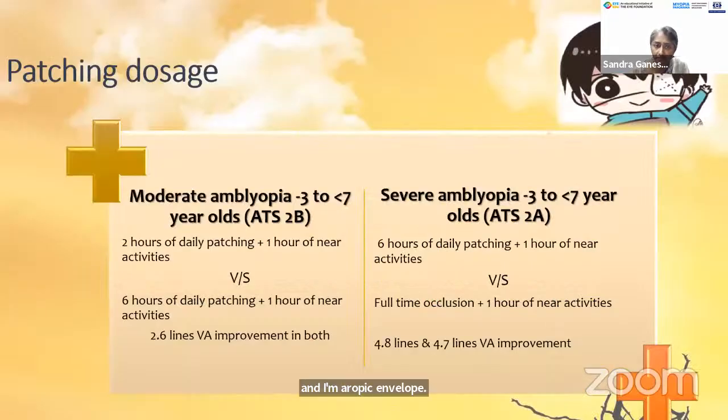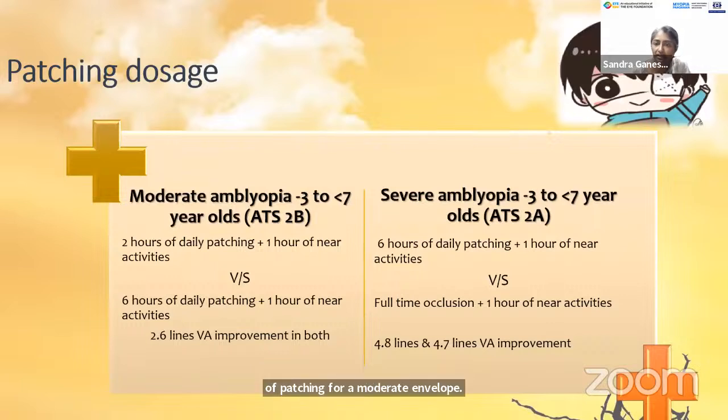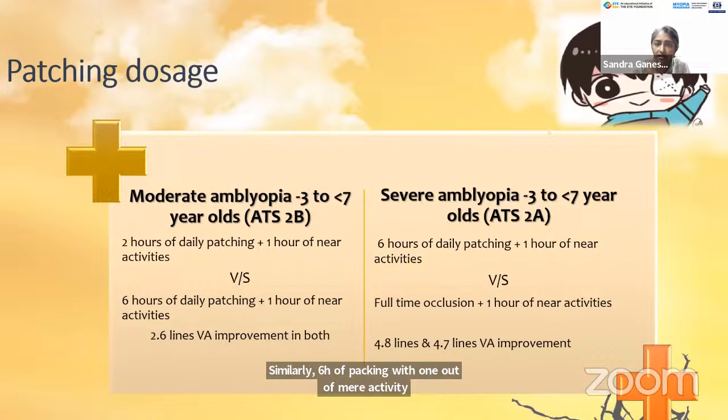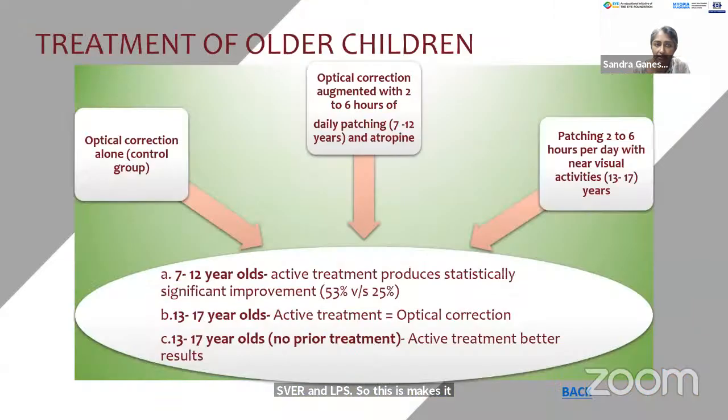Coming to the patching, how much to do? Again, we look at the ATS guidelines, where they said 2 hours of patching plus 1 hour of near activity is equal to 6 hours of patching for a moderate amblyopia. Similarly, 6 hours of patching with 1 hour of near activity is as good as full-time occlusion in severe amblyopias. So this makes it easier on the family to go with lesser treatment hours.